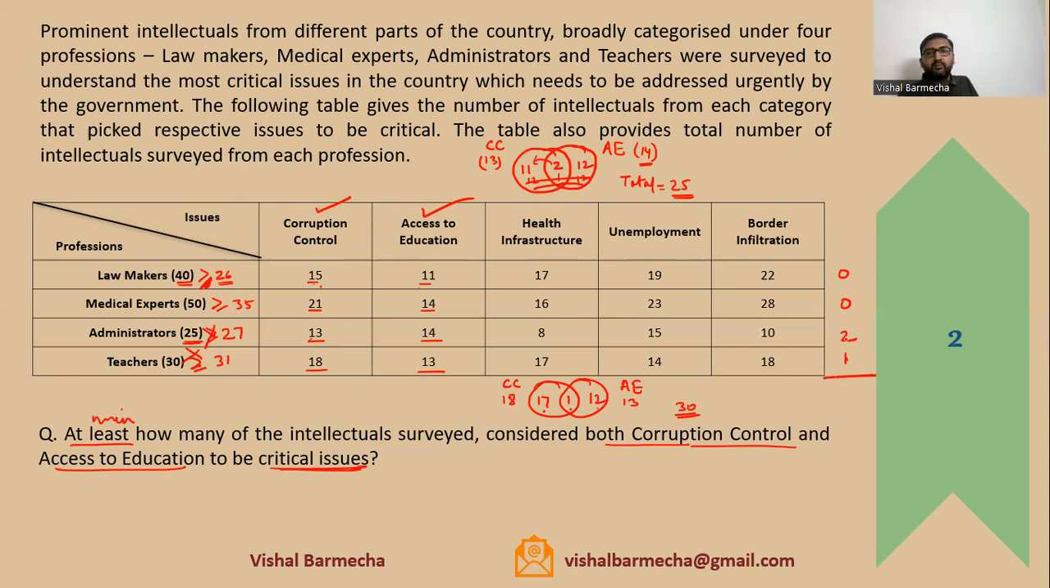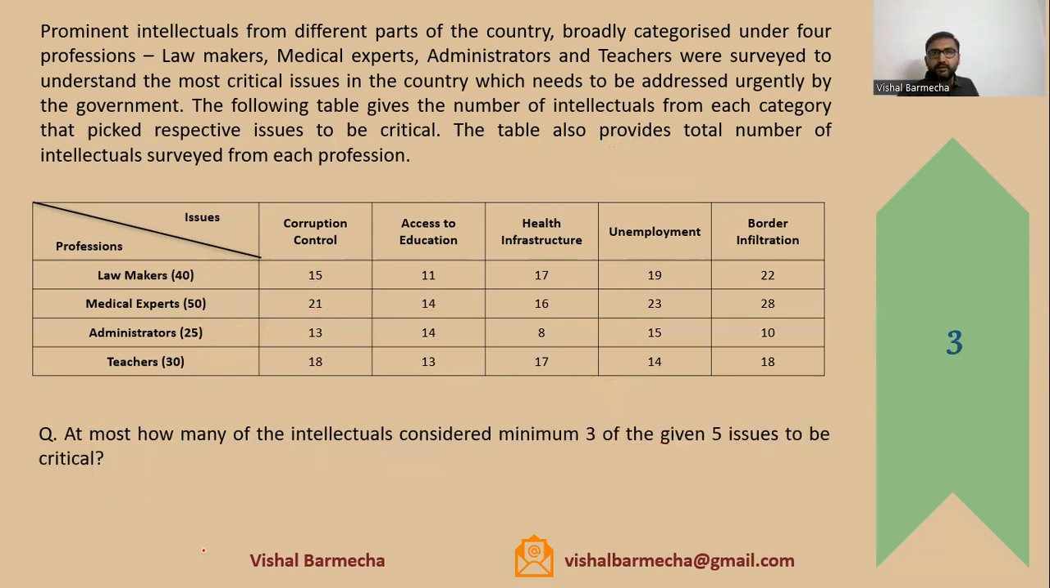So overall, there were minimum 3 people or 3 intellectuals who found both of these issues to be critical issues. So answer to this question is 3. Right? Let's come to the next one.